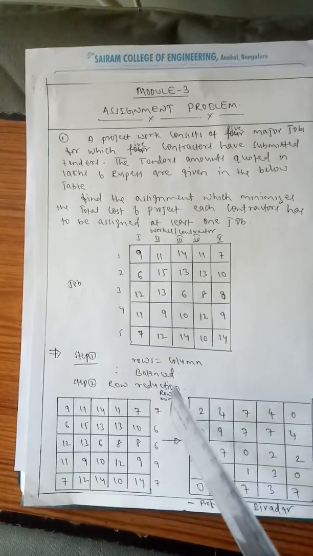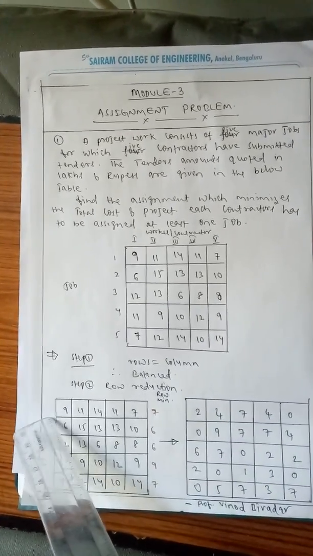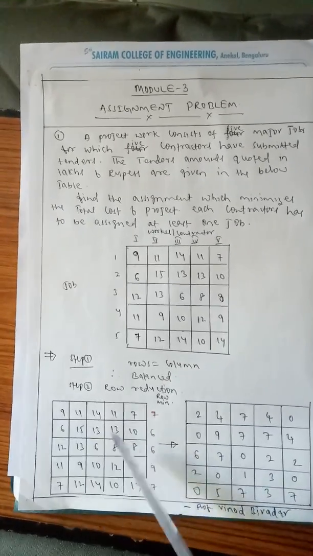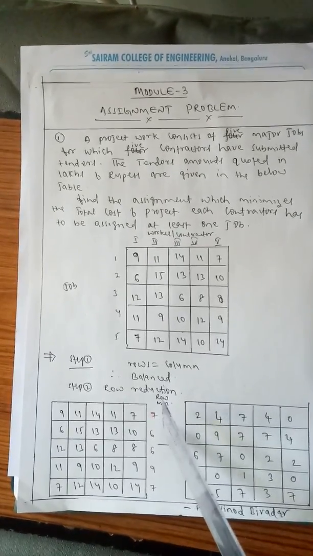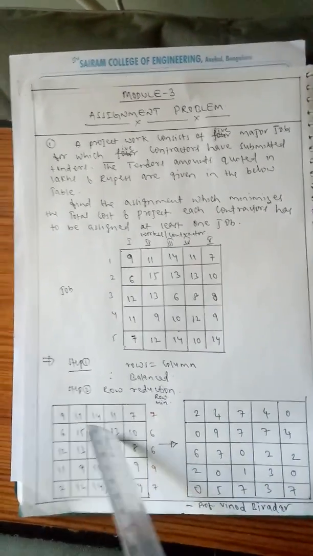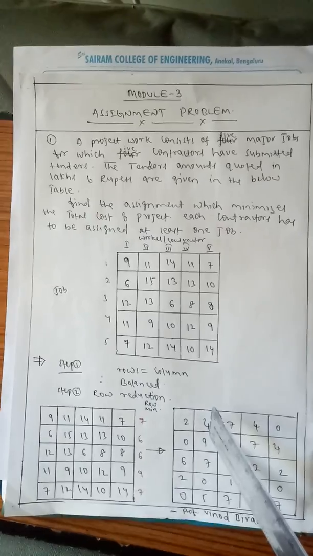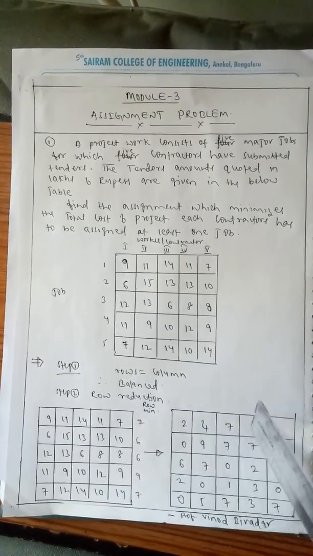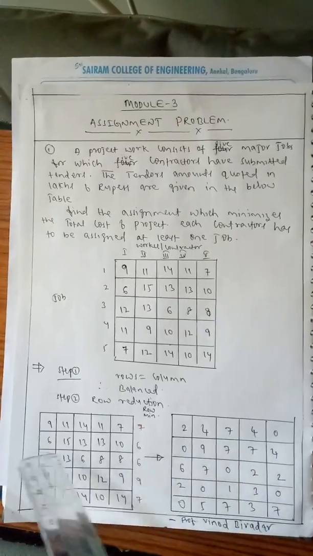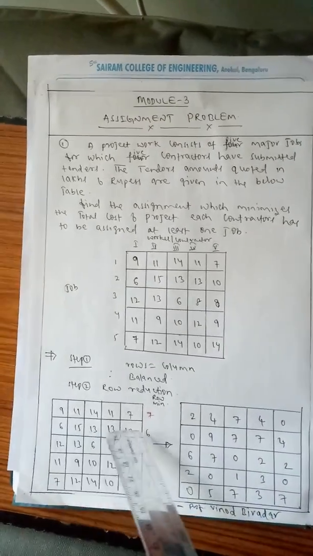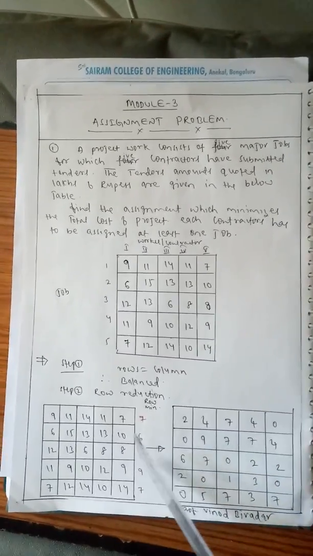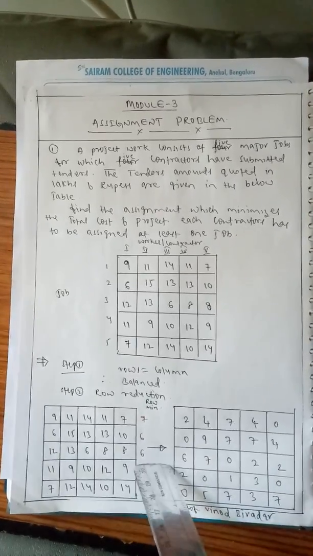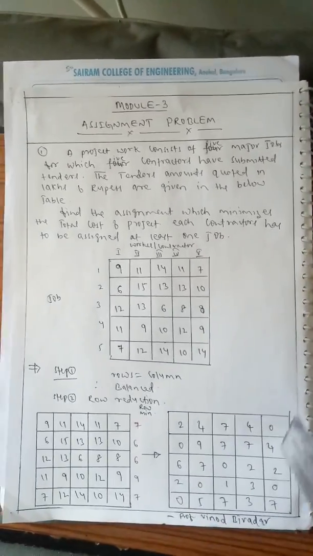Next, subtract the least value from the remaining values of that respective row. Now the new modified matrix has come, obtained by subtracting the minimum value of each row from the original values. 9 minus 7 is equal to 2, 11 minus 7 is equal to 4, 11 minus 7 is equal to 4, 7 minus 7 is equal to 0. Similarly 6 minus 6 is 0, 15 minus 6 is 9, 13 minus 6 is 7. Like that you subtract the least value of each row from the original values and you get a new matrix.